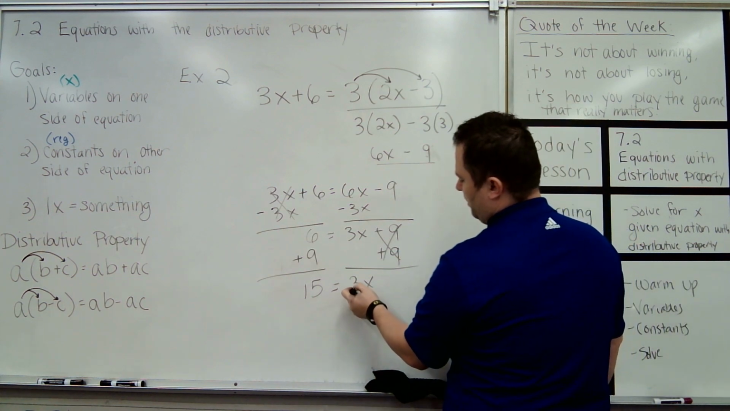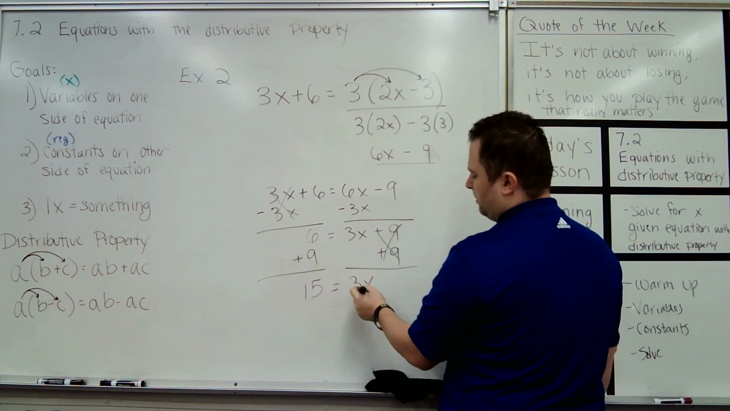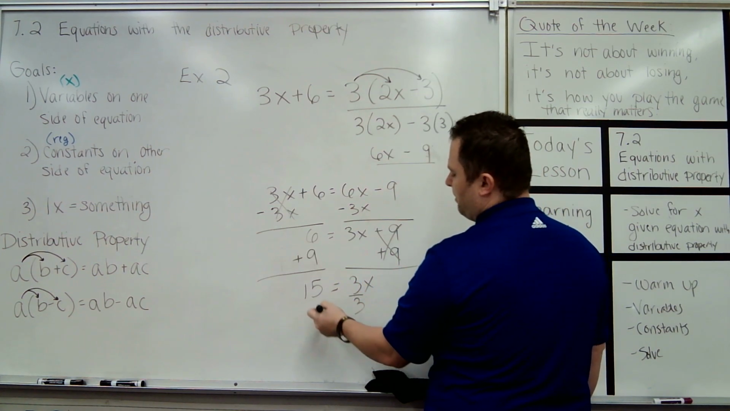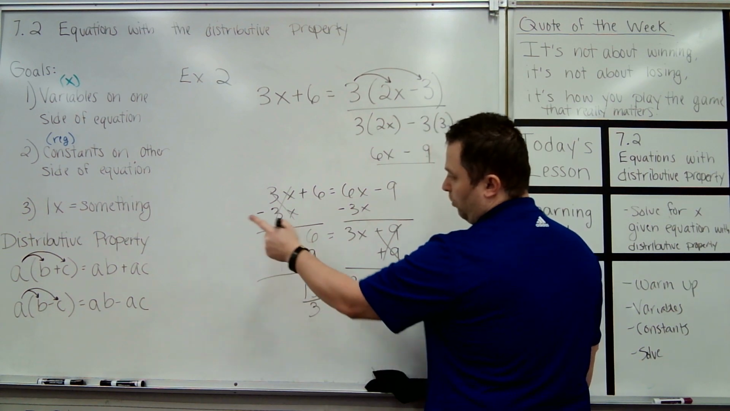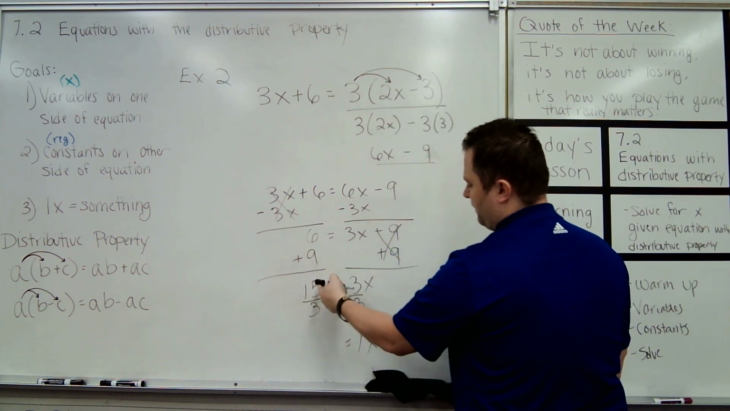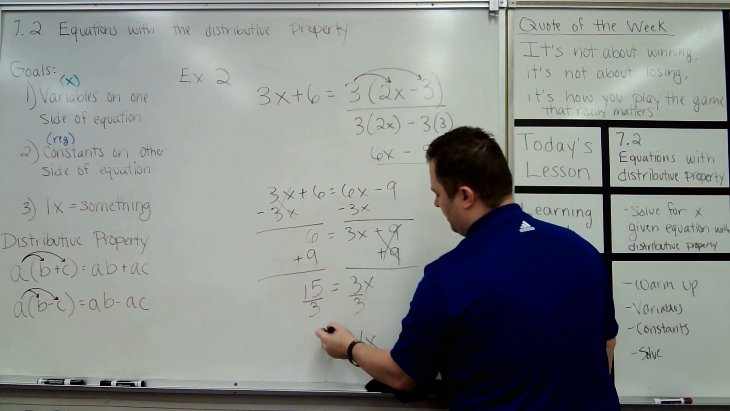I don't want 3 times x. I want 1x. If it's being multiplied by 3, I'm going to divide by 3, and divide by 3. Because again, I want 1x. 3x divided by 3 is 1x. Okay, 15 divided by 3 is 5.